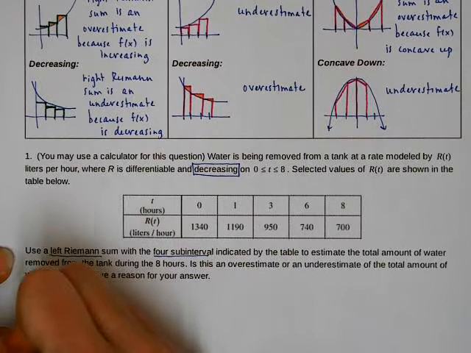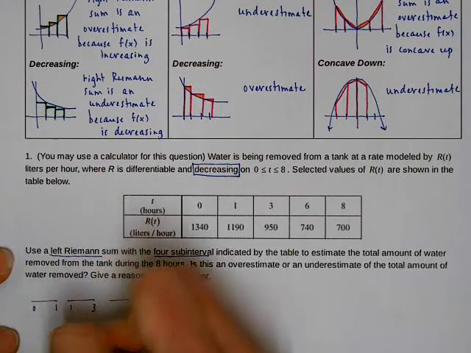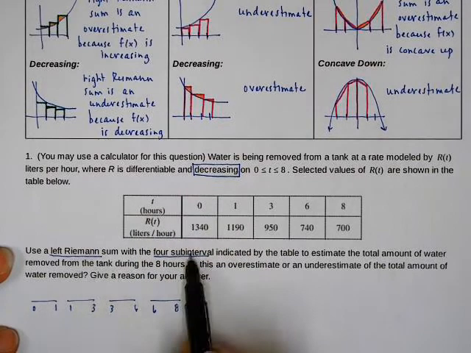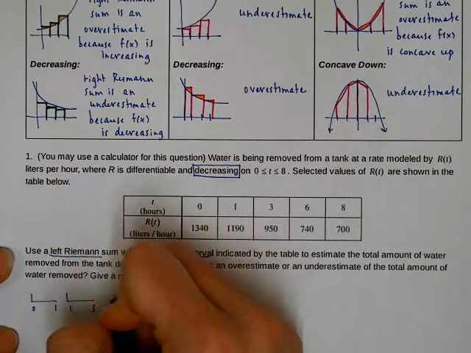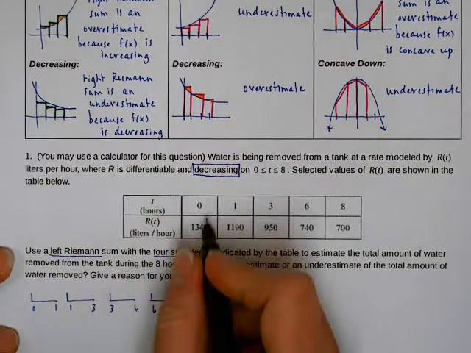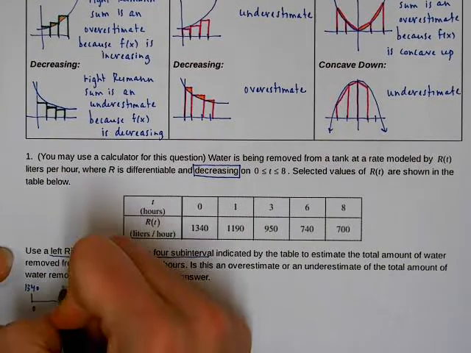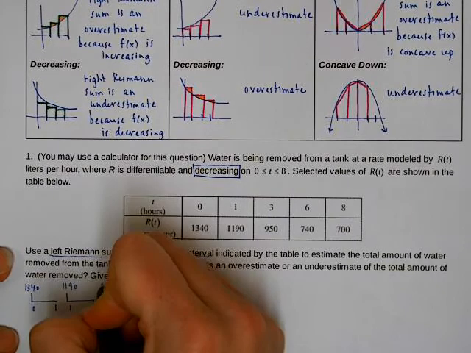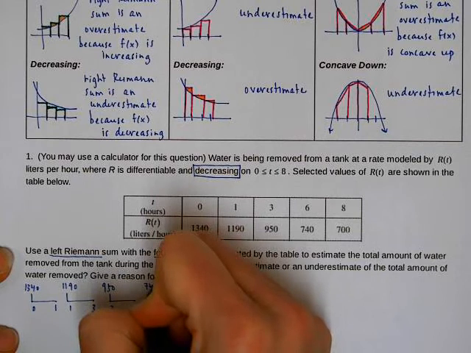So we're going to set up our intervals. I've got 0 to 1, 1 to 3, 3 to 6, and 6 to 8. Those are my 4 subintervals, and I want a left sum, so I'm going to use that left endpoint. So at 0, I've got 1,340. At 1, 1,190. At 3, it's 950. And at 6, it's 740.